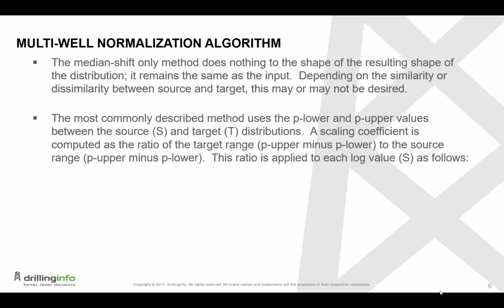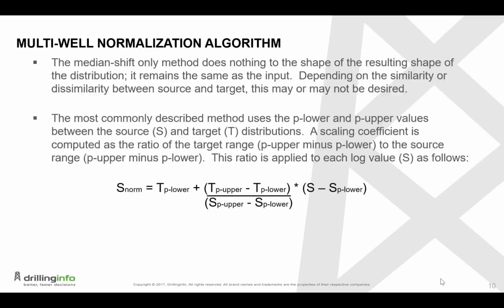The most commonly described method in the literature uses the P lower and P upper values of the source, denoted by S, and target, denoted by T, distributions. A scaling coefficient is computed as the ratio of the target range, that is P upper minus P lower of the target distribution, to the source range, P upper minus P lower of the source distribution. This ratio is applied to each log value in S using the equation shown here.